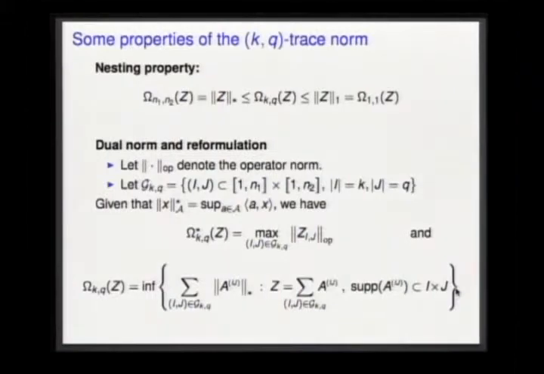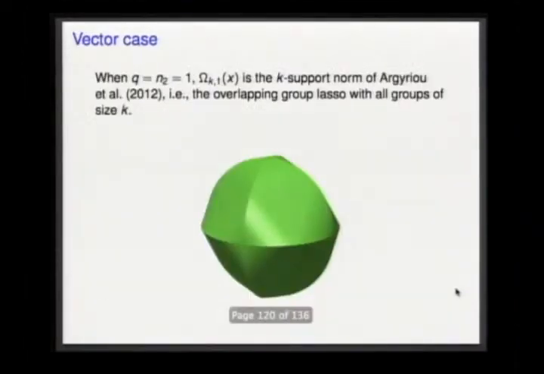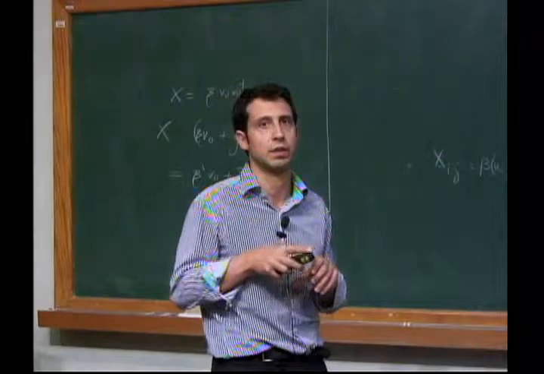So the value of the norm is the infimum of the sum of trace norms of these small matrices. To get an intuition of how this norm looks like, we can plot it in the vector case. In case one of the factors is flat, so when N2 equals 1 and Q equals 1, this norm is known as the K support norm, or the overlap group lasso, where we consider all the groups of size K.